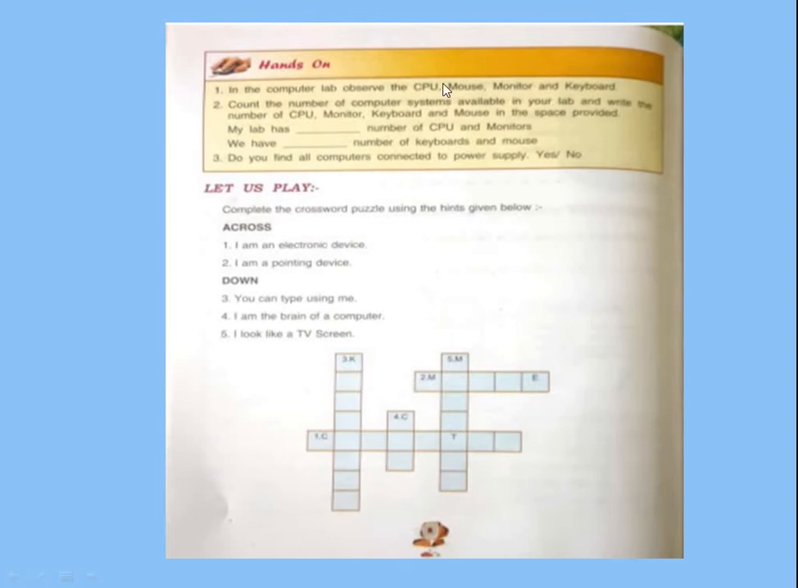How many CPUs and monitors are in the lab? 45. How many keyboards and mice? 45. Do you find all computers connected to power supply? Put the tick mark on the yes option. Let us play and complete the crossword puzzle using the hints given below.